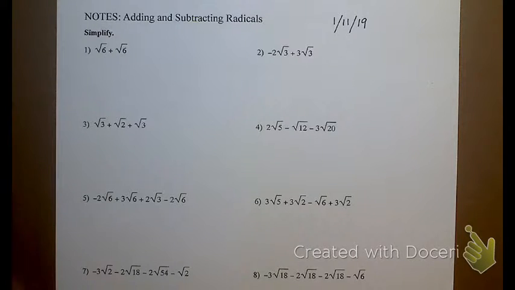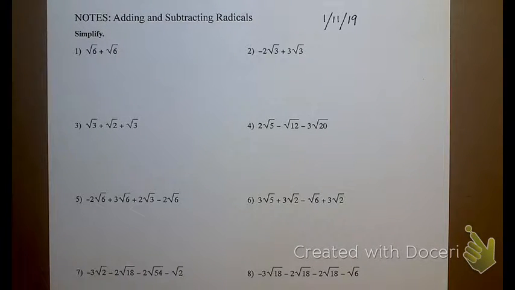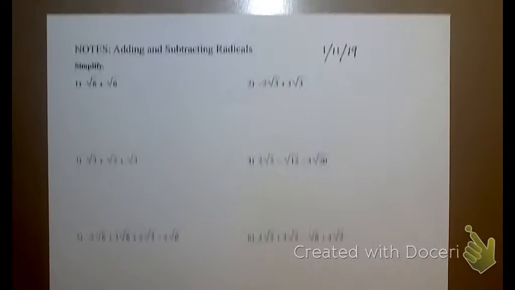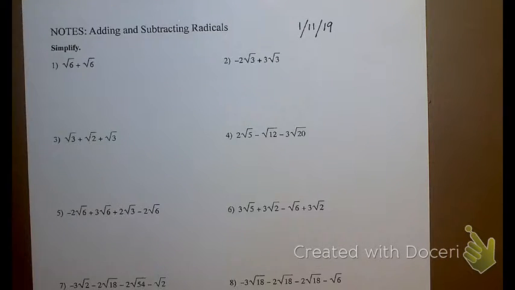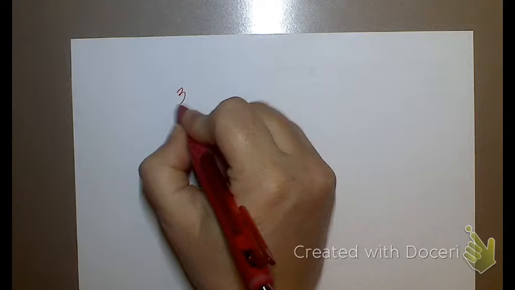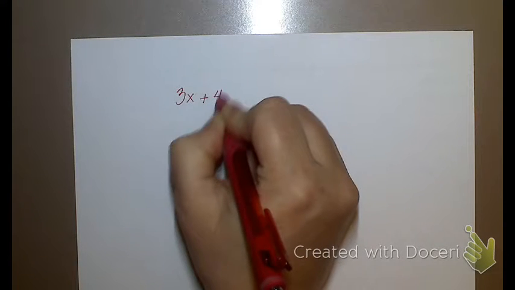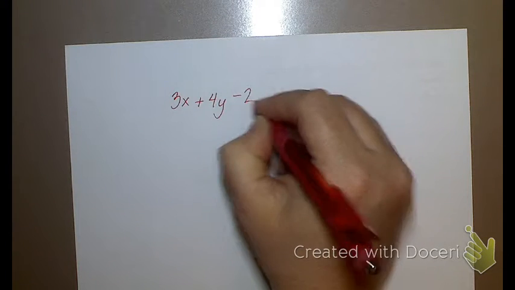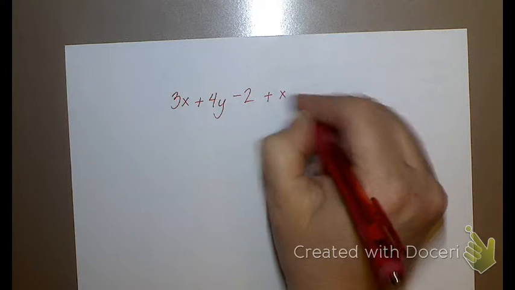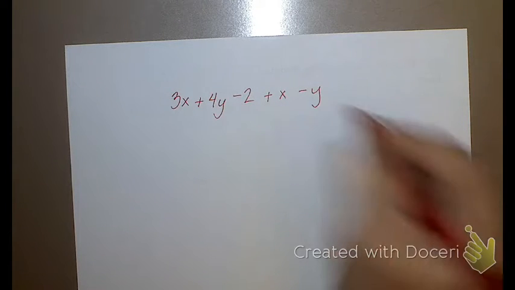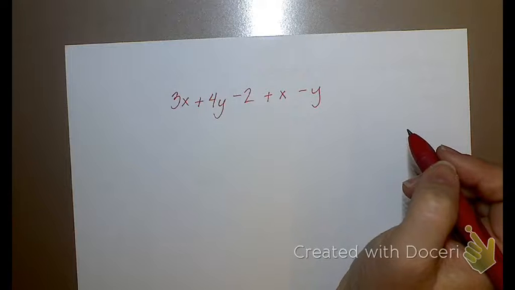All right, so adding and subtracting radicals. The theme of today that I want to keep in mind is we are looking for like terms. You've heard of like terms before? Yes. Usually you think of like terms in the sense of if you have 3x plus 4y minus 2 plus x minus y, that you would look for what?